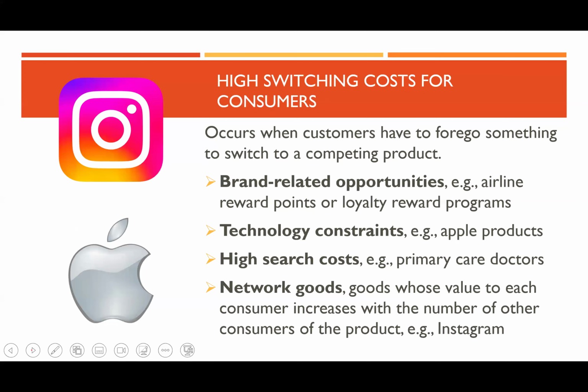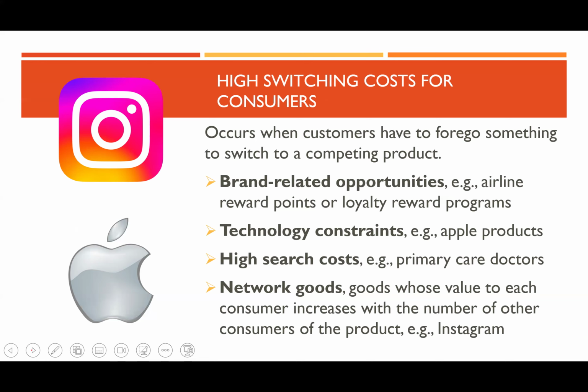Our third source of market power is going to be high switching costs for consumers. So this occurs when a customer has to forego something to switch to a competing product. So you can think about things like reward points or loyalty programs. So if you have loyalty points with, say, Delta Airlines, you're going to be highly likely to want to fly with Delta every single time and not switch to, say, Southwest, right? Because doing so means you're foregoing your rewards points accumulation towards Delta's rewards program.